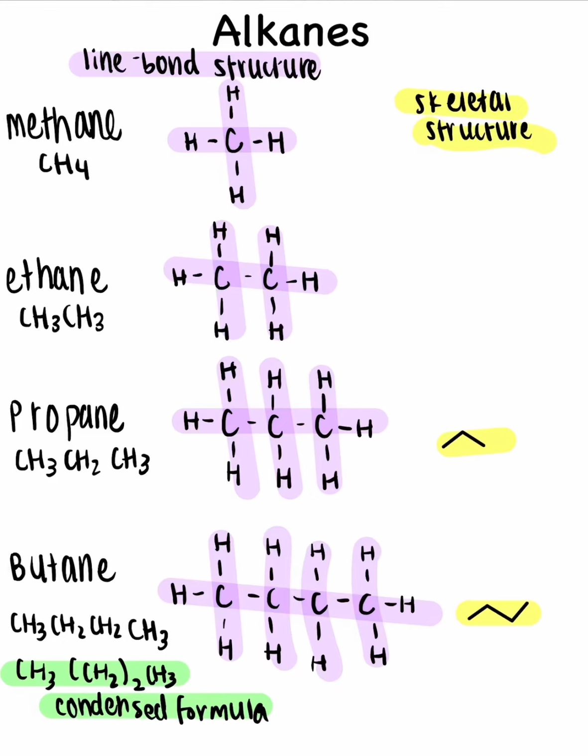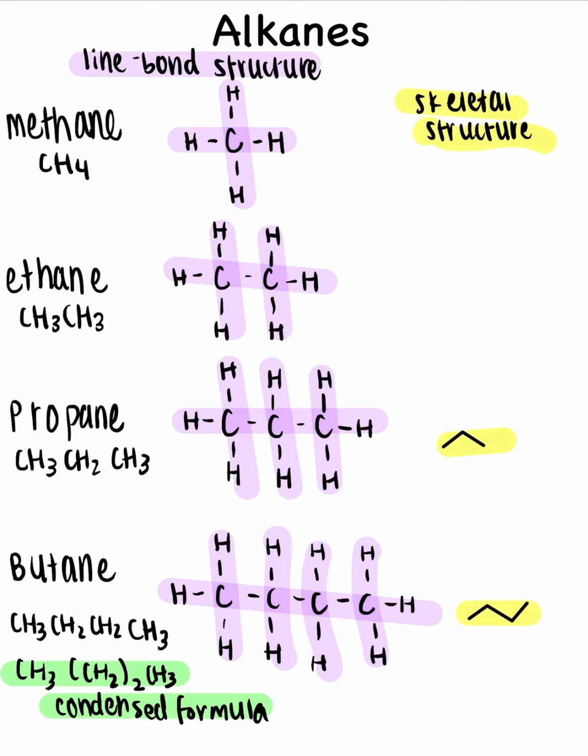Hello everyone. So I wanted to make a video today about alkanes. In organic chemistry, you have alkanes, alkenes, and alkynes. Alkane is when you have a single bond, alkene is when you have a double bond, and alkyne is when you have a triple bond. And in this video, I'm going to focus on alkanes. I'll make other videos about alkenes and alkynes, but let's get the basics down first.